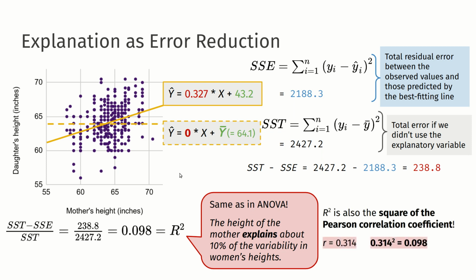Now, here's the fun thing. R squared, the proportion of variance explained, is exactly equal to the square of the Pearson correlation coefficient. So this is the value of the Pearson correlation coefficient between mom's heights and daughter's heights, 0.314. Square that, and we get exactly the same value. In other words, if we know the correlation coefficient, we know the proportion of variance explained by the explanatory variable.